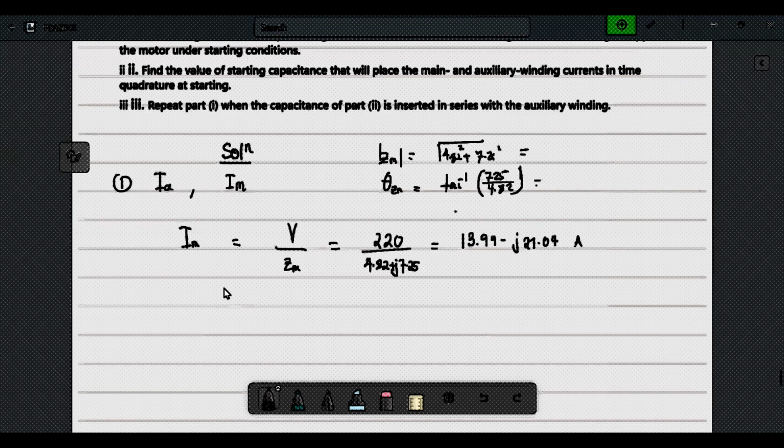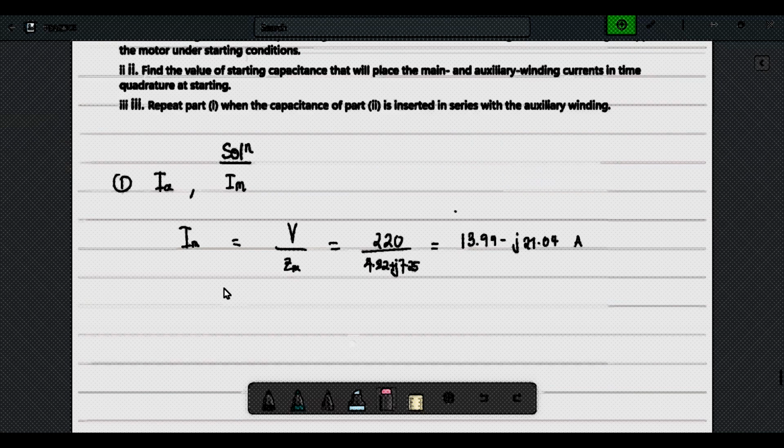Once you get the angle, you divide the magnitudes: 220 divided by the magnitude you get. The angle of the numerator is 0 degrees, so subtract the angle you got for the impedance. Later on you convert back to rectangular form, and this is what you get.